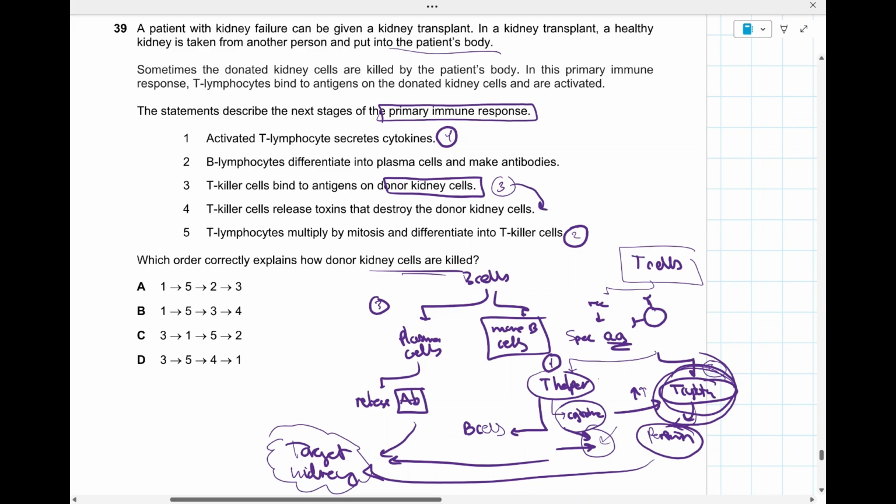Yes, this is after this step, after identifying the antigen, the T killer cells release toxins. And finally, the B lymphocytes differentiate into plasma cells and make antibodies. This is the last step. Therefore, the answer must be B.